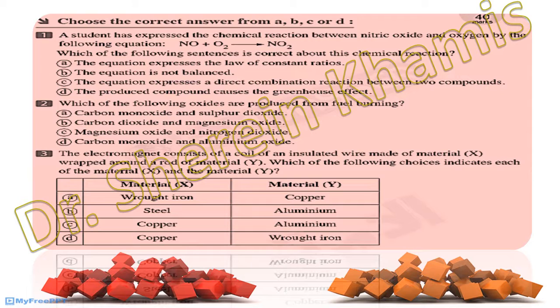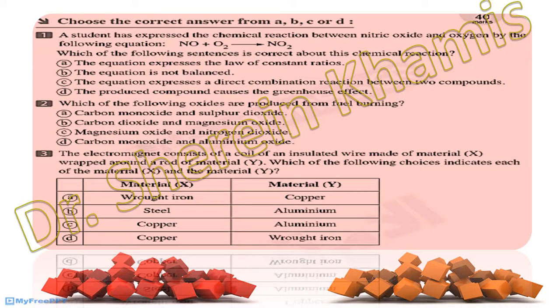We have the first question. Choose the correct answer from A, B, C, or D. A student has expressed the chemical reaction between nitric oxide and oxygen by the following equation. We have nitric oxide, symbol NO, as a compound, and oxygen O2 to produce nitrogen dioxide. Which of the following sentences is correct about this reaction?